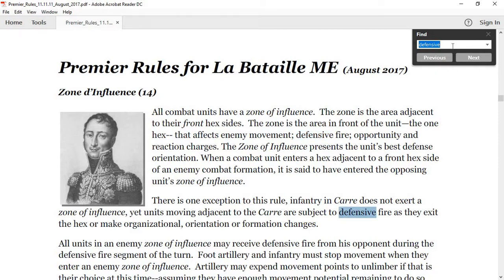There is one exception to this rule. Infantry in a square does not exert a zone of influence, yet units moving adjacent to the square are subject to defensive fire as they exit the hex or make organizational orientation or formation changes. All units in an enemy zone of influence may receive defensive fire from his opponent during the defensive fire segment of the turn.